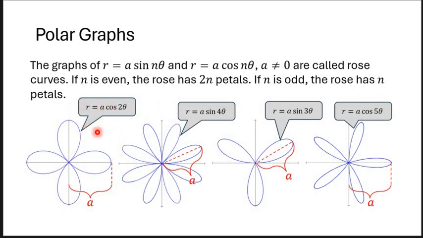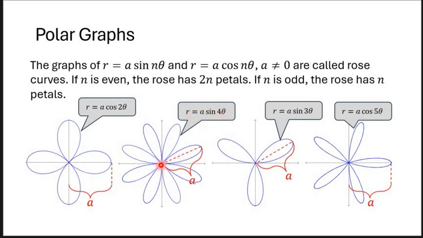So here we have the graph of r equals a times the cosine of 2 theta. Because it's a cosine, it's symmetric to the polar axis, so as above, so below. The value of a gives you the maximum distance from the pole. The 2, well, that's the value of n, and since it's even, that means there's 2 times n, or 2 times 2 petals, 4 petals. 1, 2, 3, 4.